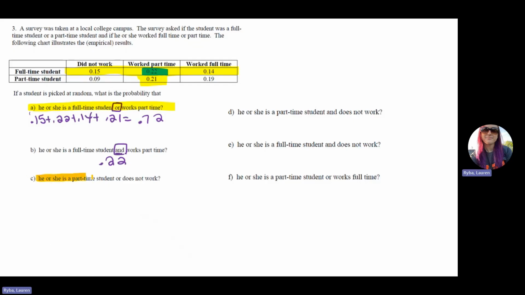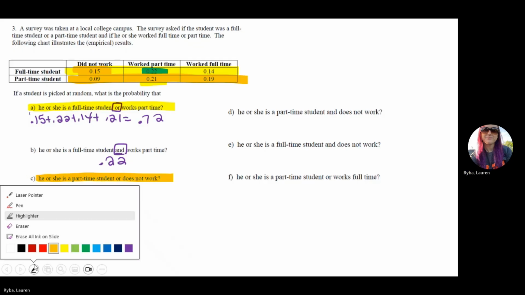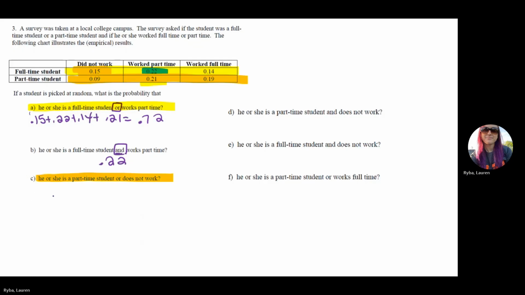All right, next one says he or she is a part-time student. Okay, so part-time is here. Or does not work. So "or" means I'm going to add that additional piece over here. So 0.09, 0.21, 0.19, and 0.15. 0.64.